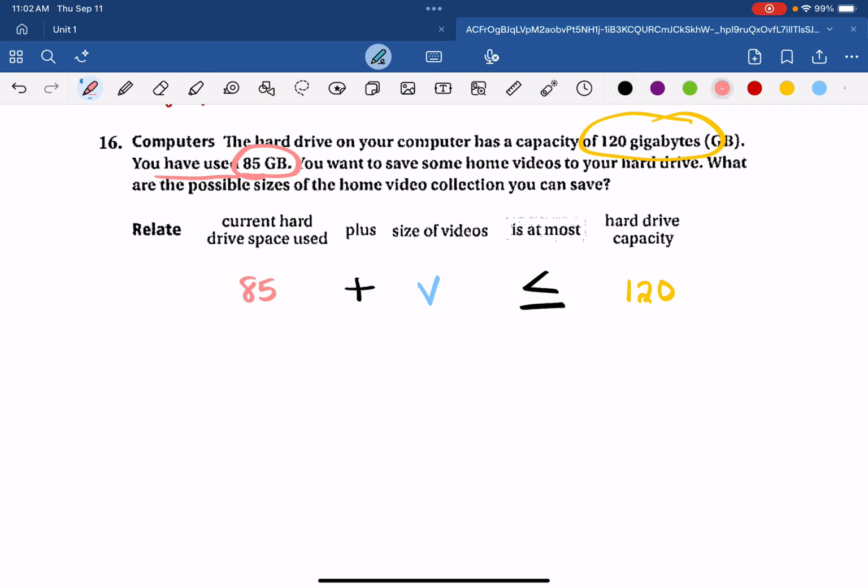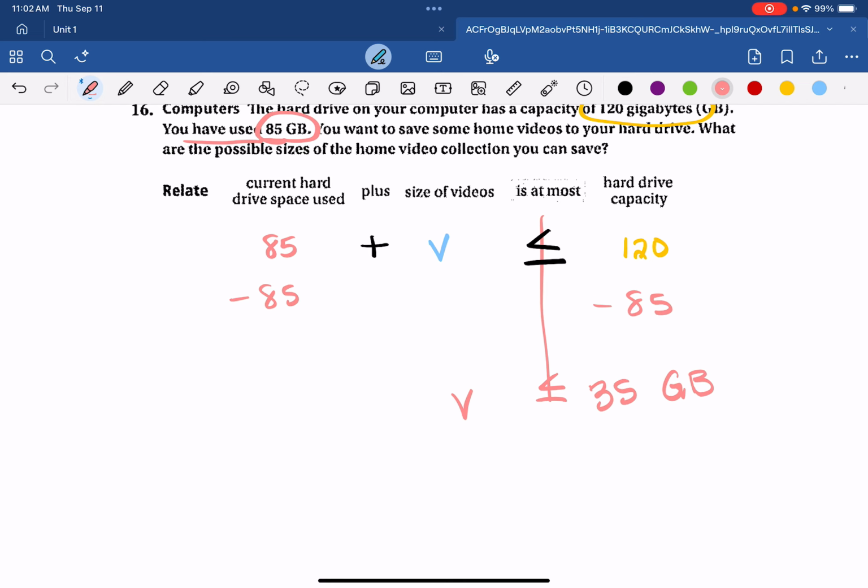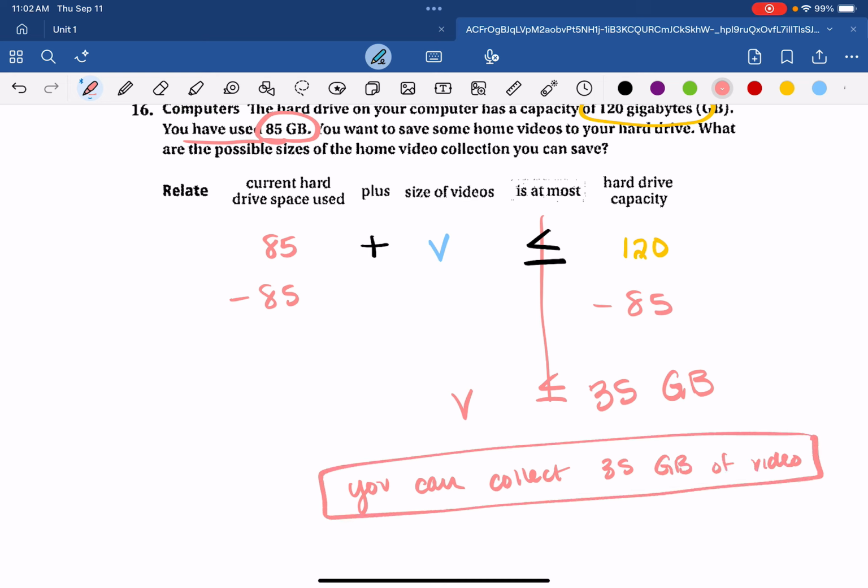Okay, so to solve it, I draw my line down. I'm going to subtract 85 from both sides. So I have V is less than or equal to 35 gigabytes. Okay, so basically the videos you can collect, 35 gigabytes of video.